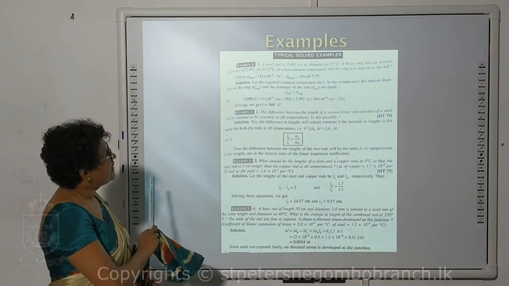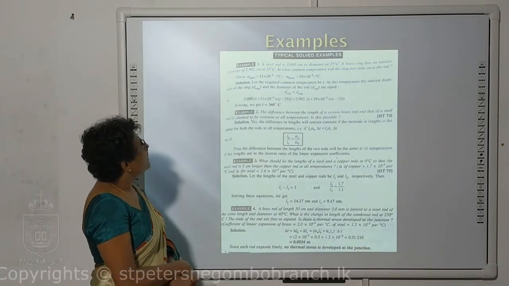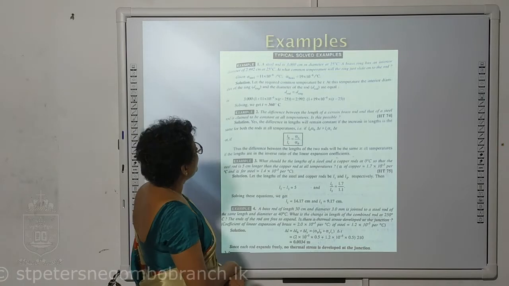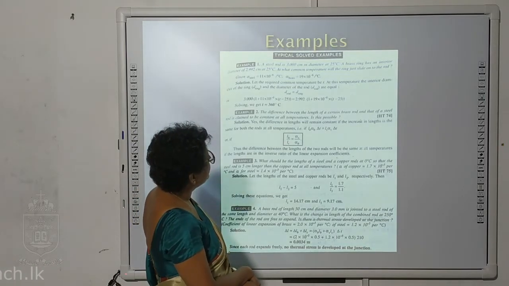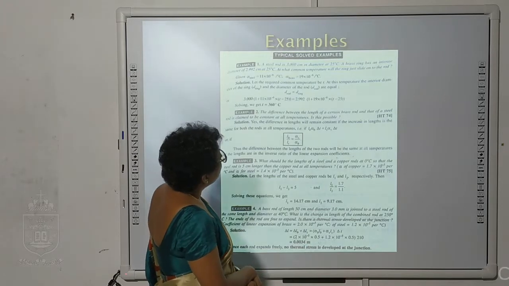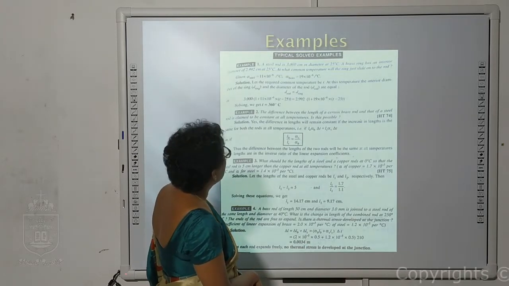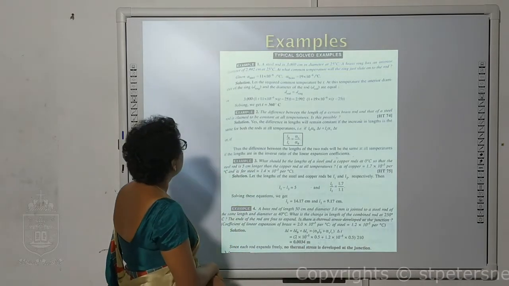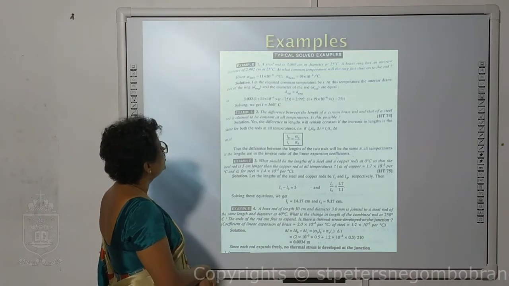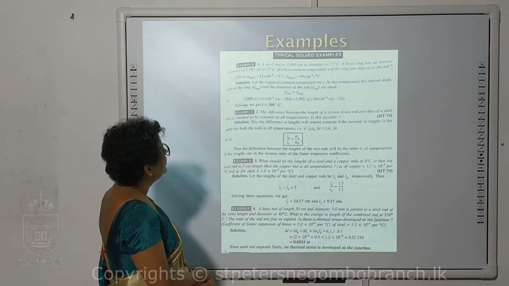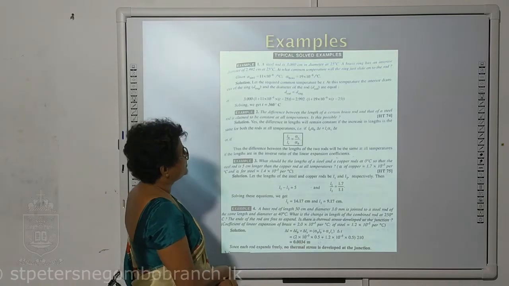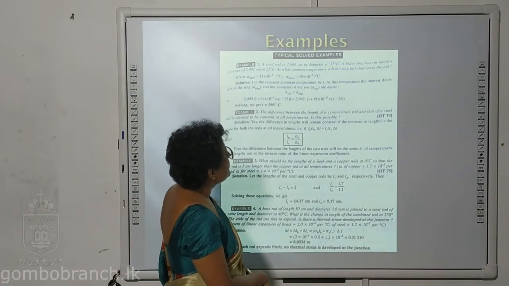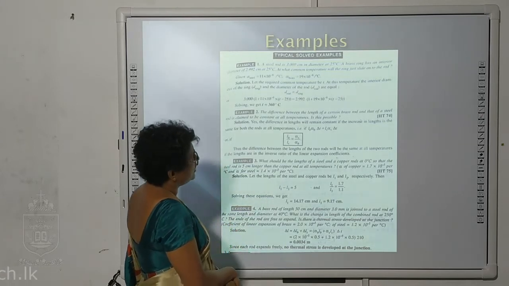Let's try these small examples. First one, a steel rod is 3 cm in diameter at 25 degrees Celsius. A brass ring has an interior diameter of 2.992 centimeters at 25 degrees Celsius. At what common temperature will the ring just slide onto the rod?